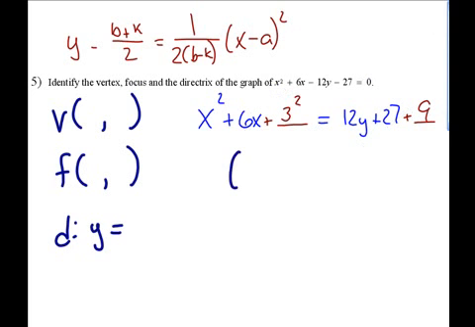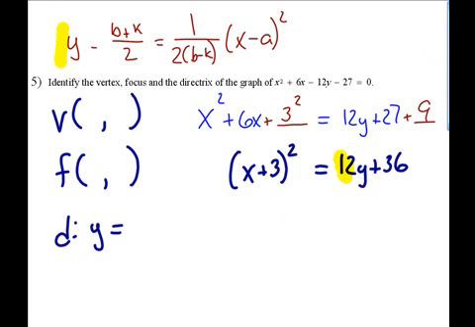The left side factors nicely to x plus 3 quantity squared. The right side's just 12y plus 36. I'm not quite there because this has just a 1y and I have a 12y here, and I don't want to see 12y, I want to see 1y. So let's divide both sides by 12.